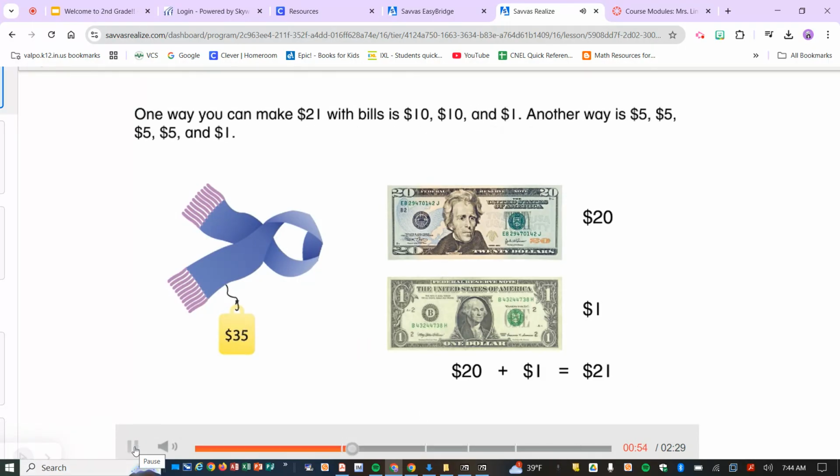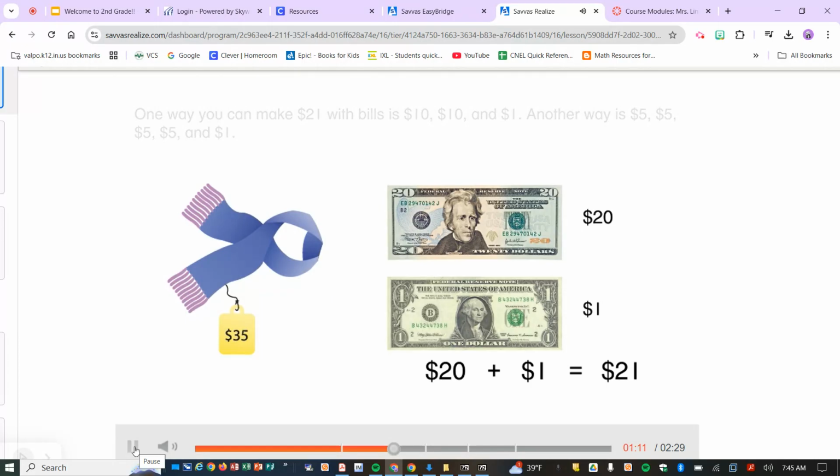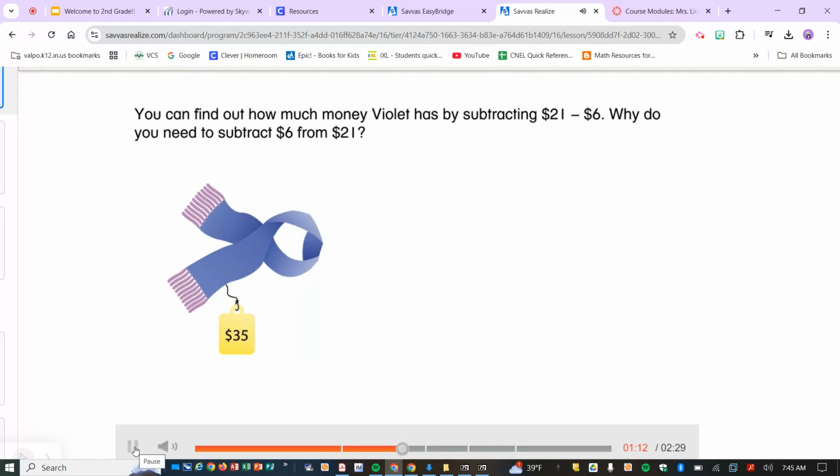One way you can make $21 with bills is $10, $10, and $1. Another way is $5, $5, $5, $5, and $1. You can find out how much money Violet has by subtracting $21 minus $6.